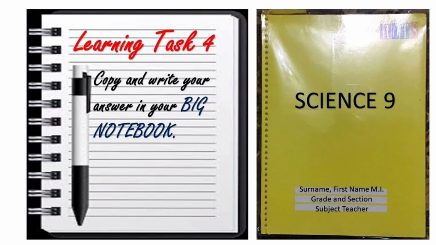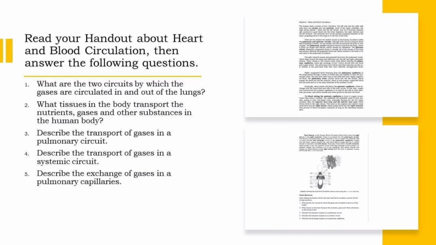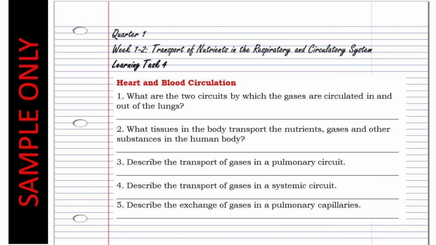For the fourth learning task, again, we're going to copy and write your answer in your big notebook. There is a handout about heart and blood circulation in your module. Please read it, then answer the following questions. Please be guided with our example for the fourth learning task.